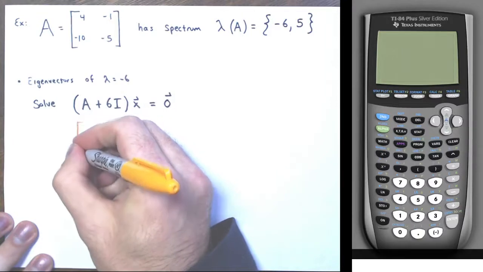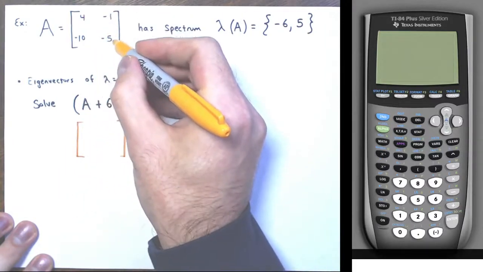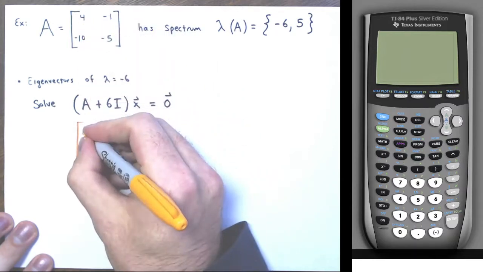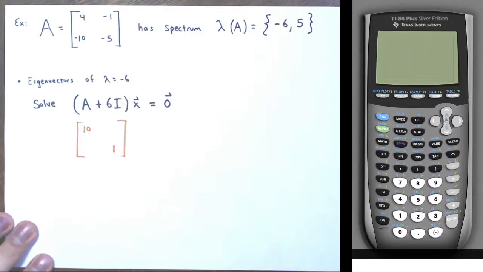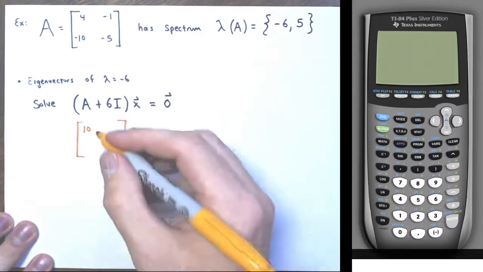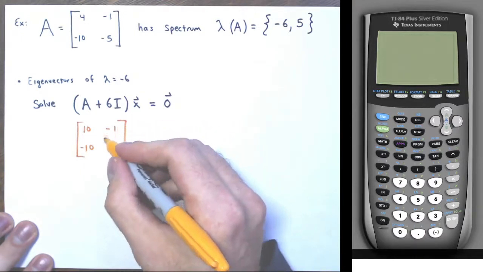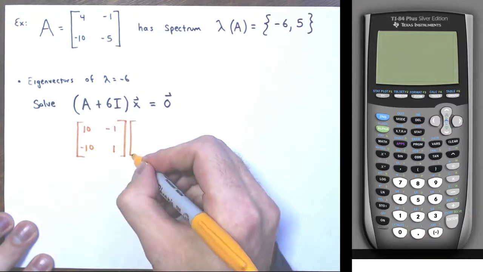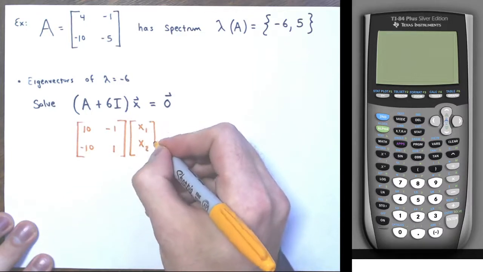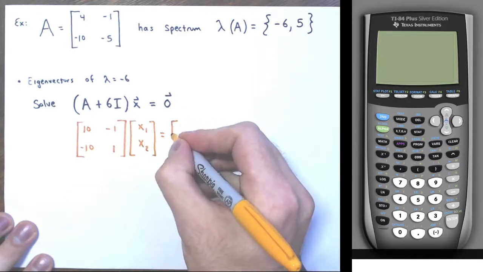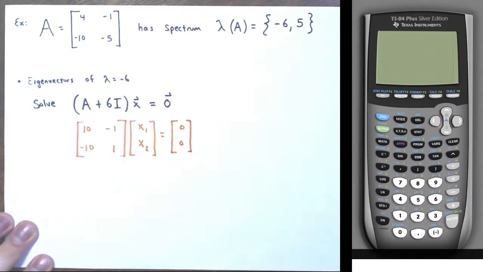So again, this 2 by 2. If I add 6 to the main diagonals, I get 4 plus 6 is 10, -5 plus 6 is 1. And then the non-main diagonal entries stay the same. So -1 is still there, -10 is still there. It's a 2 by 2, so again the vector x would be a vector with 2 components, say x1 and x2. And I wish this to be equal to the 0 vector, with, again, 2 components, 0, 0.